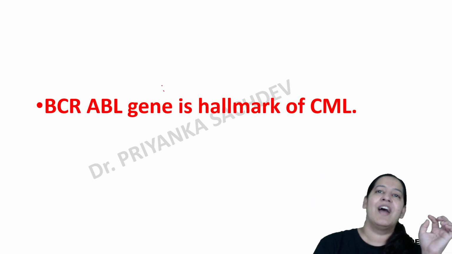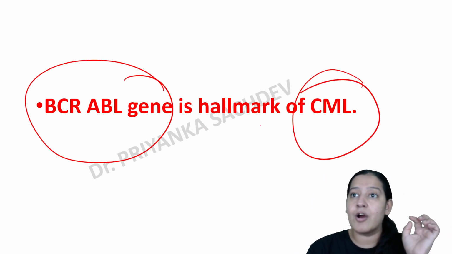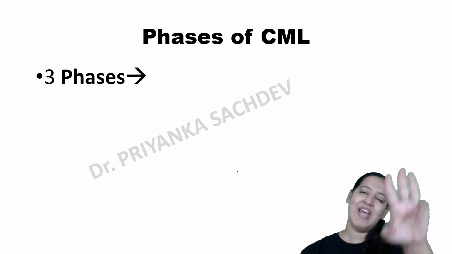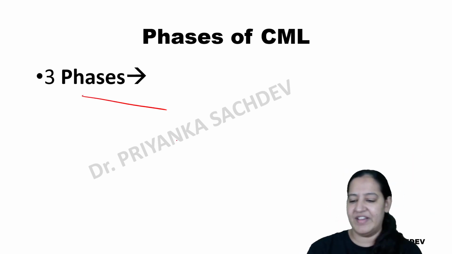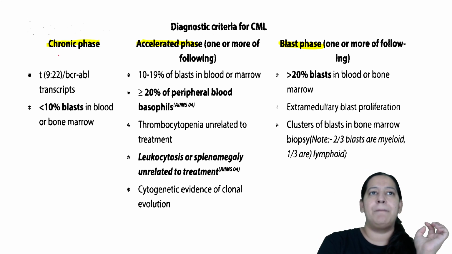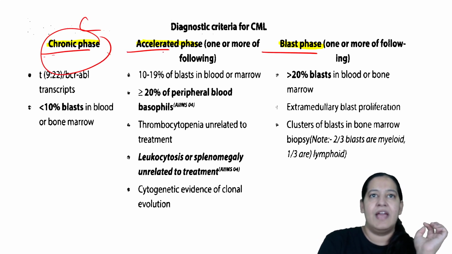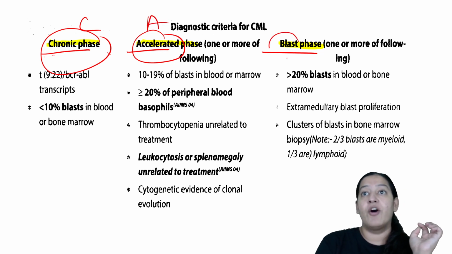So the ABL-BCR fusion gene is the hallmark of CML. Never forget the 3 phases of CML. CML has 3 phases. What is the mnemonic? CAB CAB. C for chronic phase, A for accelerated phase, B for blast phase.